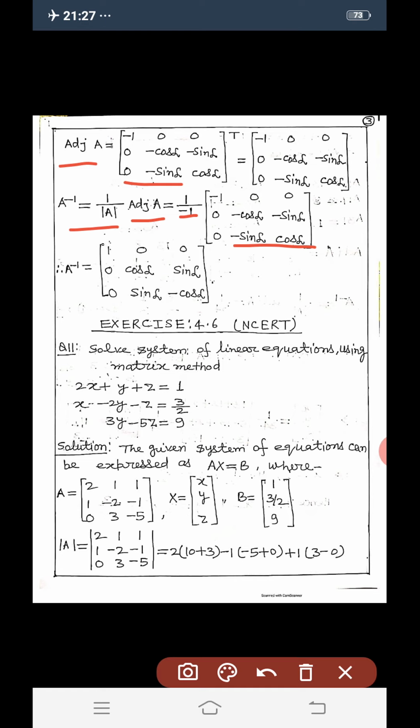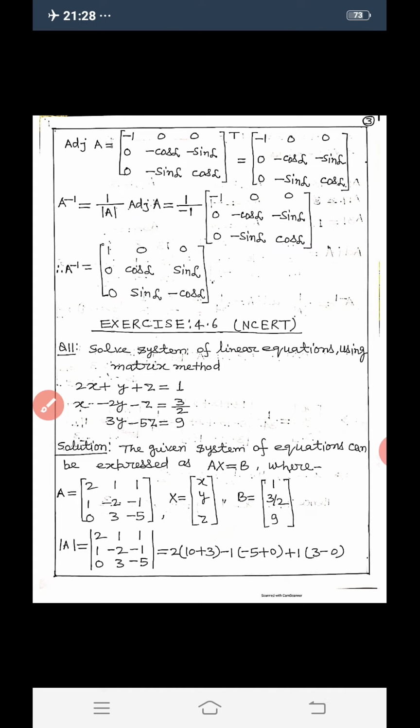Multiplying each element of the given matrix by -1, we get A inverse equal to a matrix having elements 1 0 0, 0 cos alpha sin alpha, 0 sin alpha -cos alpha. So A inverse is 1 0 0, 0 cos alpha sin alpha, 0 sin alpha -cos alpha.